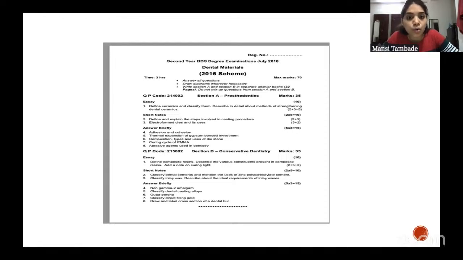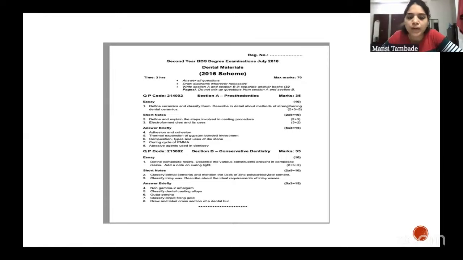Diagram attracts more attention rather than the written matter. If you are good at expressing through diagrams, you'll definitely get more marks than your peers. So make sure that you are making good diagrams. Then section A is prosthodontics, and section B is conservative.